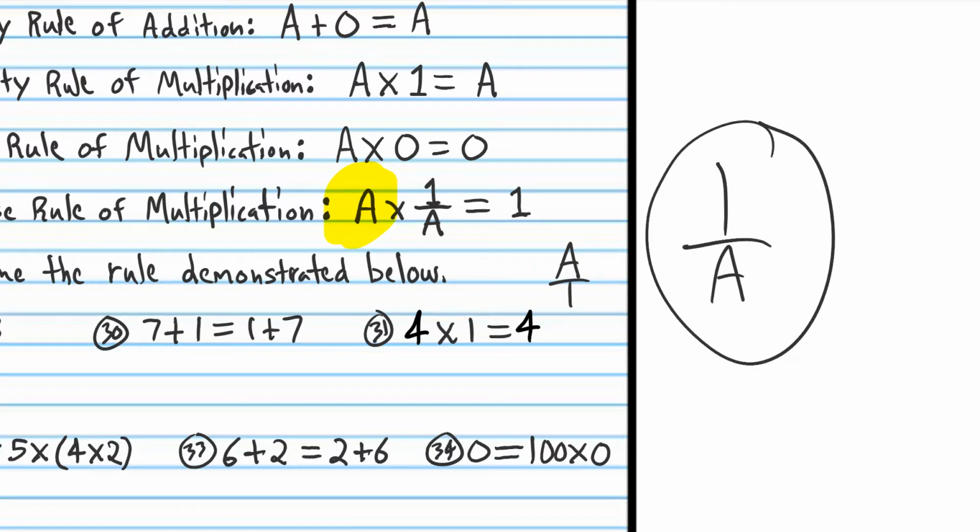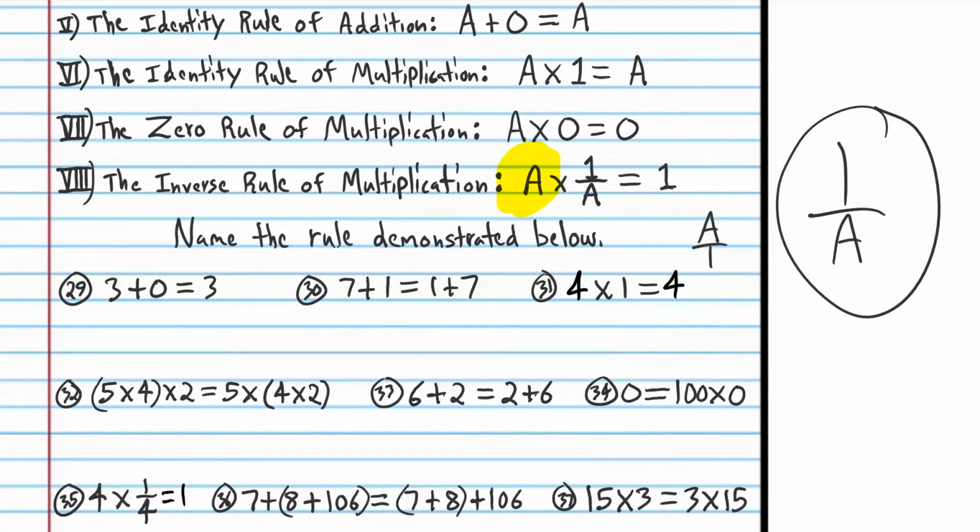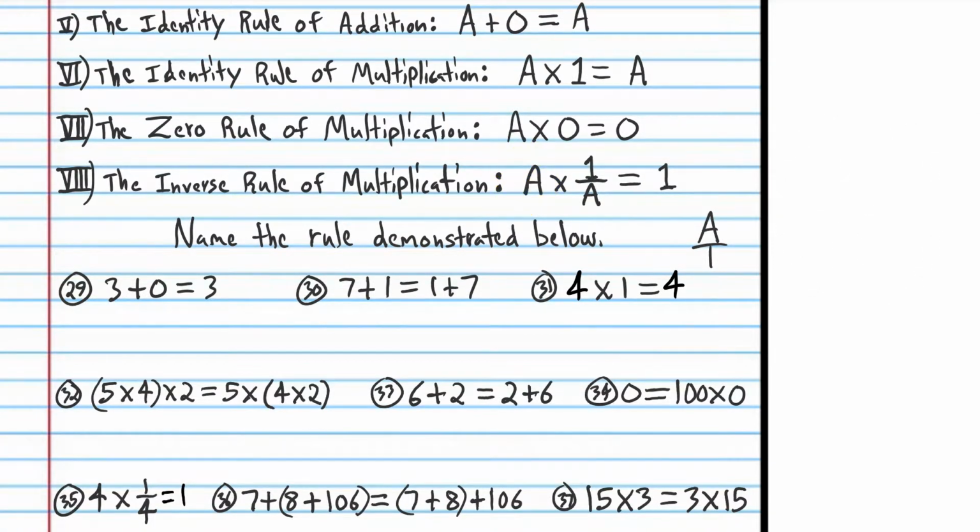So if you multiply a number by its inverse, you get 1. So that's the inverse rule of multiplication. And those are all the rules that you're going to have to remember.